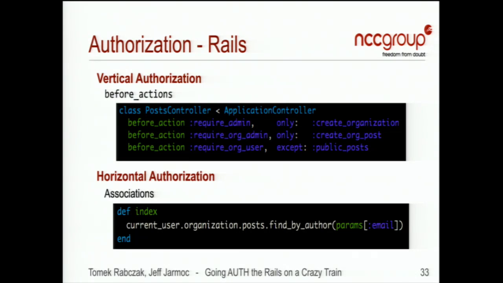For horizontal authorization, this tends to get implemented through the use of associations. So through your models, you can connect models and create these associations between models. So here we have a current user. We call .organization to get the organization that they belong to, and then call .posts on that. So when this gets converted to the database query in the back end, you're only querying the subset of posts that belong to that user.